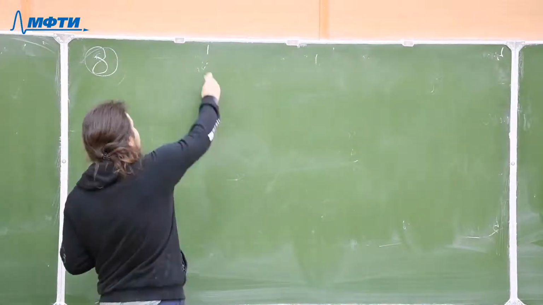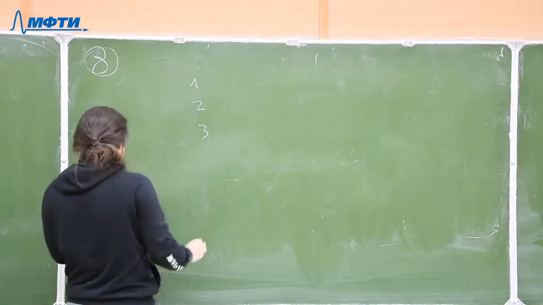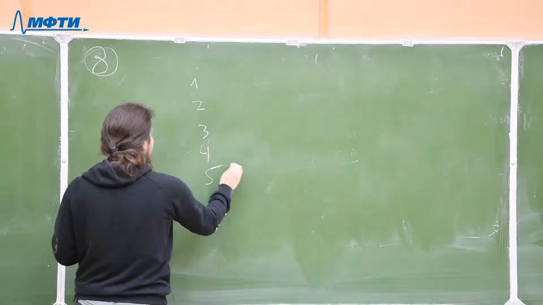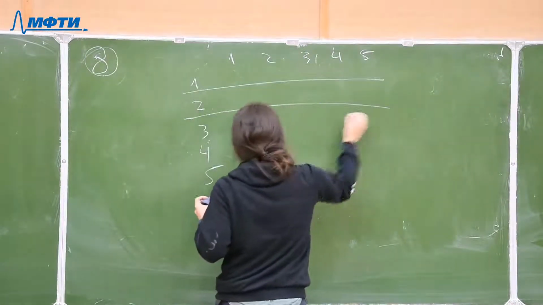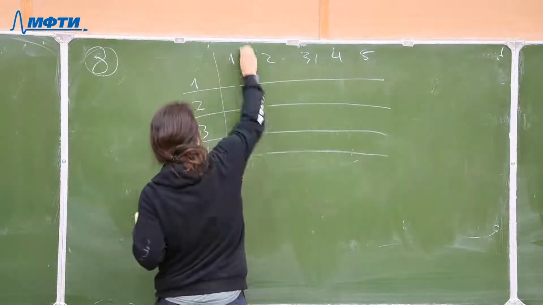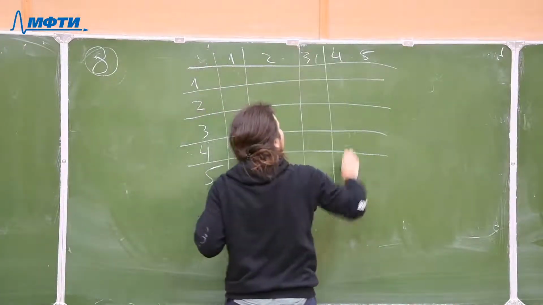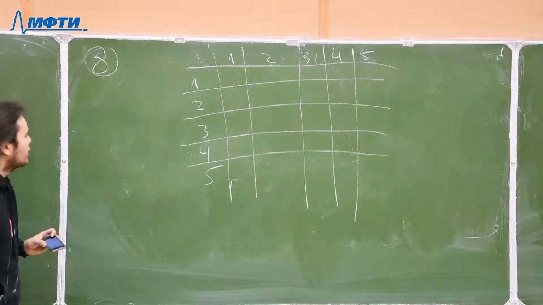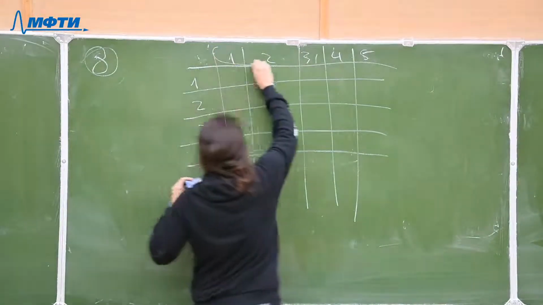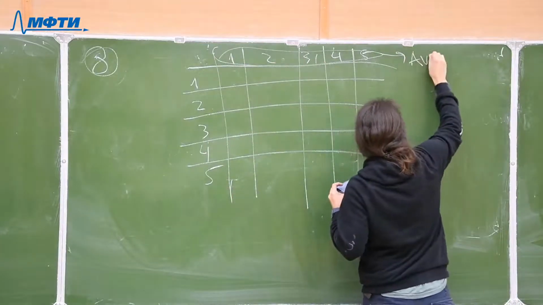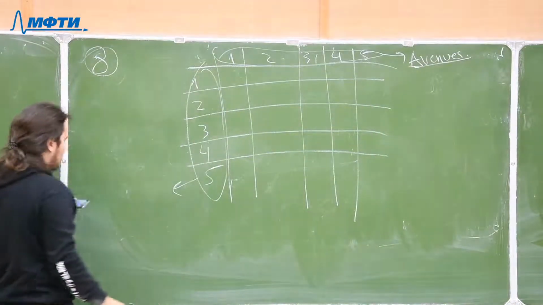We have the map of a city. And we have here 1, 2, 3, 4, and 5. 1, 2, 3, 4, and 5. These are going to be streets and avenues. Okay? So we have avenues running from the north to the south. So these are avenues, okay? And these are, well, streets.